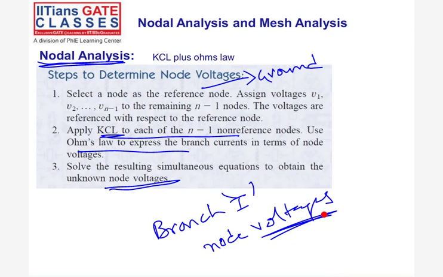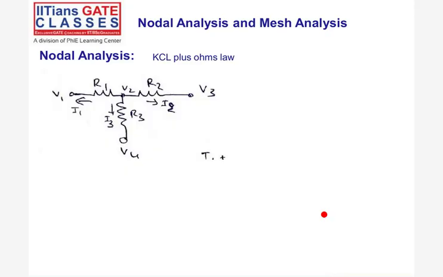Okay, so for example, if I take this, this is a node. So tell me the node equation at this node. Anyone? While writing nodal analysis, always remember this: branch currents in terms of node voltages. So these are the currents. What are the currents here? I1, I2, and I3, which are leaving currents. So I will take I1 plus I2 plus I3 as 0.